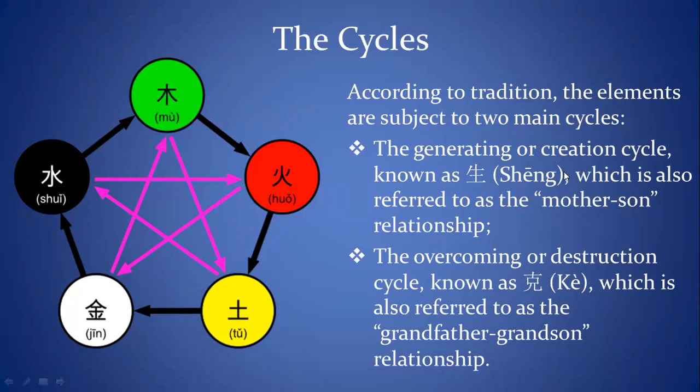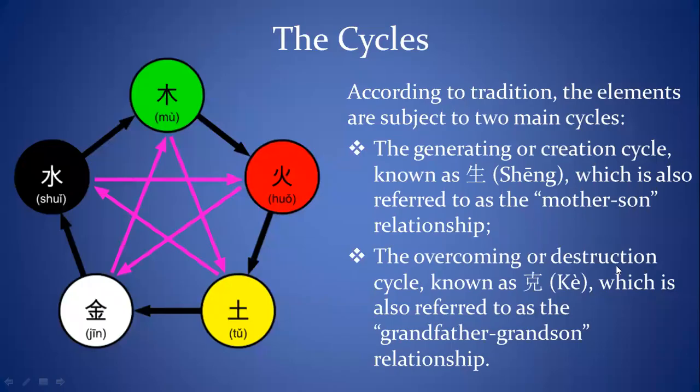So the generation cycle, if you're learning Chinese, is known as sheng, or the mother-son cycle. And the overcoming or destruction cycle is known as ke, but it's sometimes referred to as the grandfather-grandson relationship. So what this means really, in the mother-son cycle, is that one element nurtures the other. So one acts as the mother and the other one acts as the son. So it's a generating or nurturing cycle.